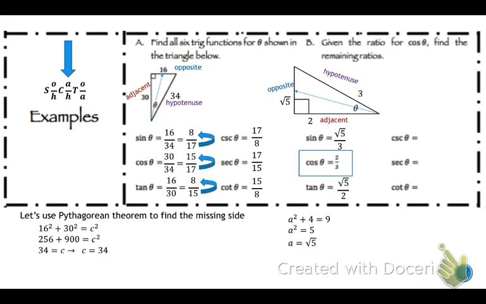Now cosecant is the opposite of sine, so I'm just going to flip that. That's 3 over the square root of 5. Secant is the opposite of cosine. Flip that. That's 3 over 2. Cotangent is the opposite of tangent. That's 2 over the square root of 5. You're done.